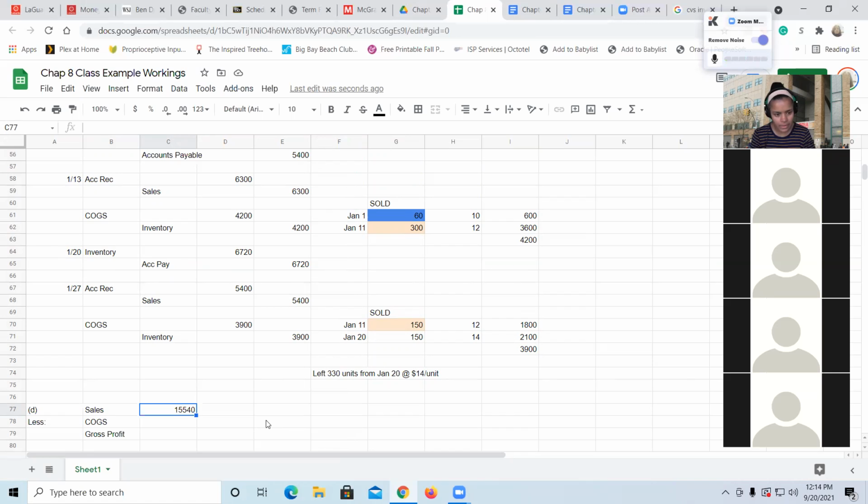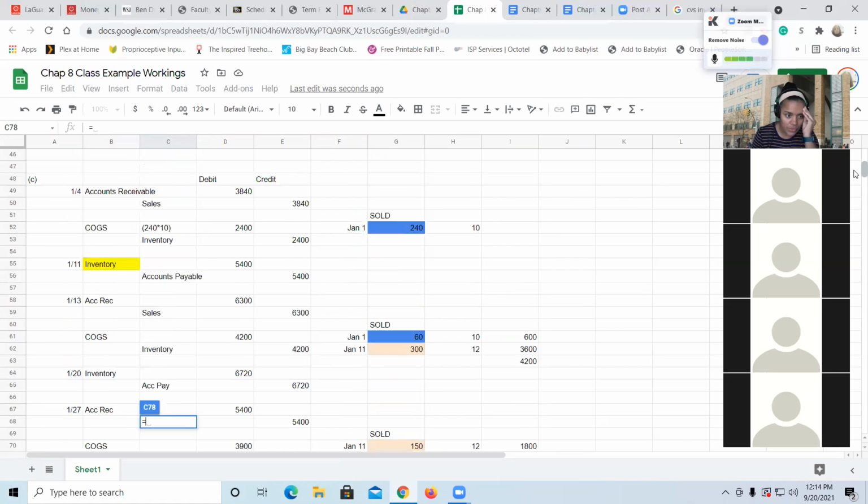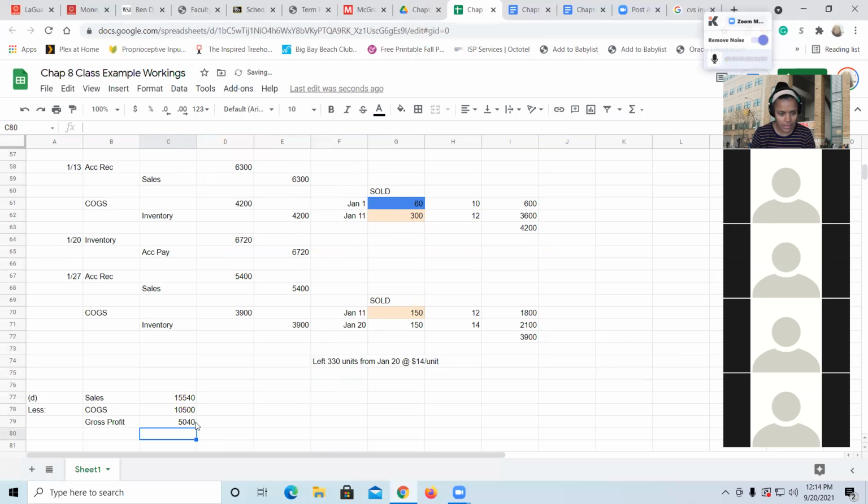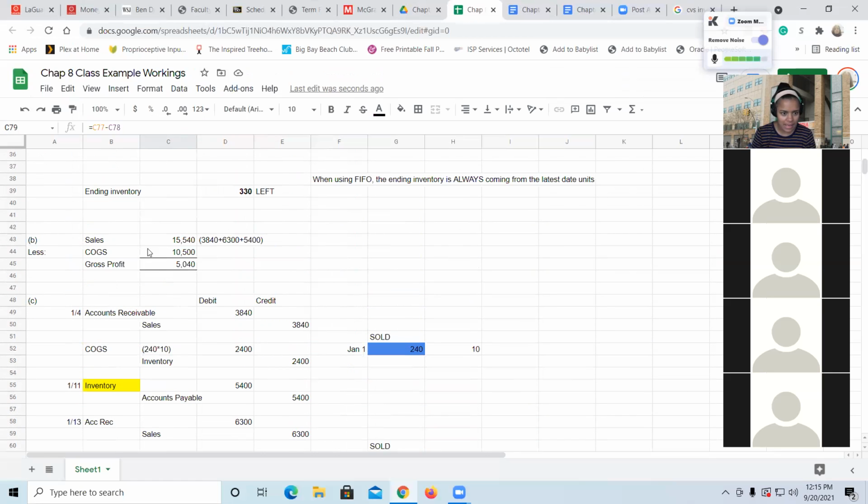And then the cost of goods sold, instead of calculating it through that ending inventory closing journal entry that we did, we will just go through and add up the cost of goods sold as calculated after every transaction, after every sale. So it's that, and then that. And so it's 10,500. And so sales minus cost of goods sold gives you 5,040. That number should look familiar. Don't panic, but I just want to show you it's the same number under periodic and perpetual.